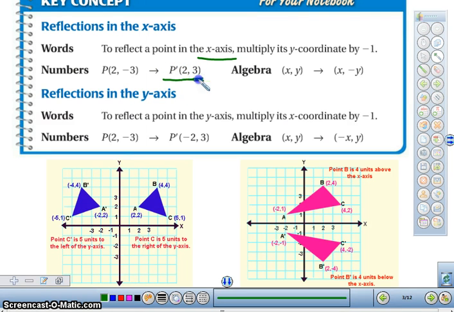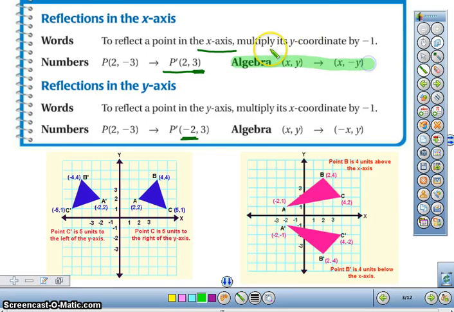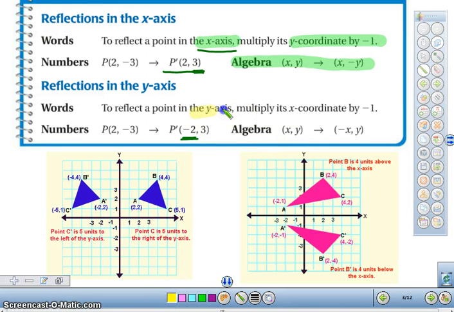So today on your quiz, your answer is going to look like this when you reflect over the x-axis. When you reflect over the y-axis, that point 2, -3 becomes the opposite: the x-coordinate changes to the opposite, and the y stays the same. And then we wrote it algebraically. In algebra, we say when we go over the x-axis, the y-coordinate changes to the opposite. When we reflect over the y-axis, the x-coordinate becomes the opposite, and this is how we write those two things.